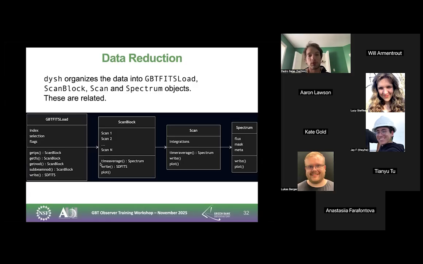And then from this, you can time average them. In that case, you get a spectrum. So you jump from here to here. And this is basically your calibrated data in a way, right? It will have flux, mask, and metadata associated. You can plot it or you can write it to disk.